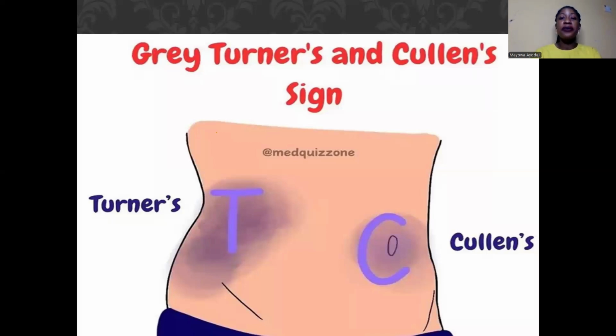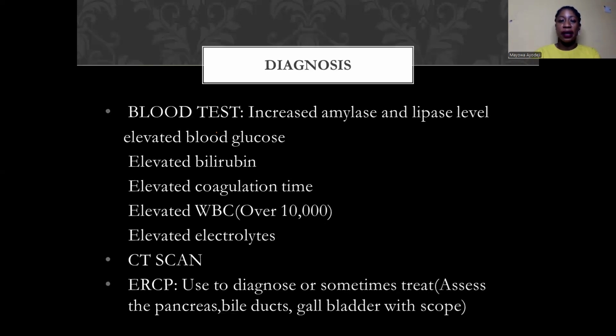So when you hear Grey Turner sign, just remember that you have to ask the patient to turn first before you can see it. That means there is bluish discoloration around the flank. While with Cullen sign, you notice this bluish discoloration around the umbilicus. So that is the meaning of Grey Turner and Cullen sign. Please, you should be able to differentiate Grey Turner sign from Cullen sign.